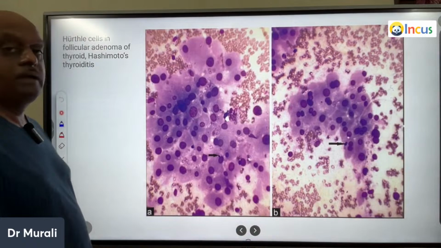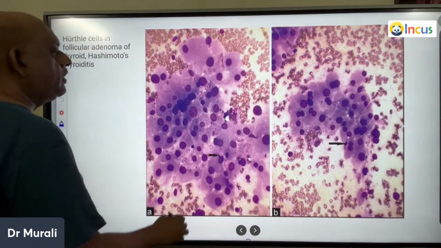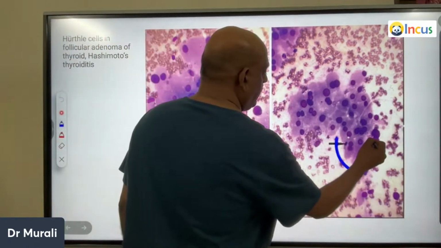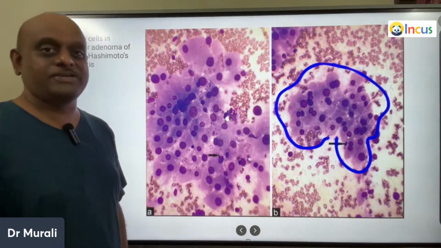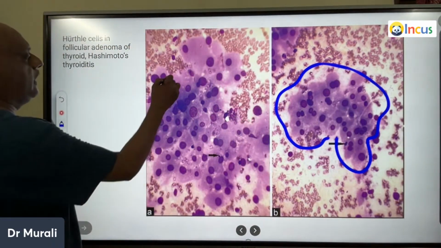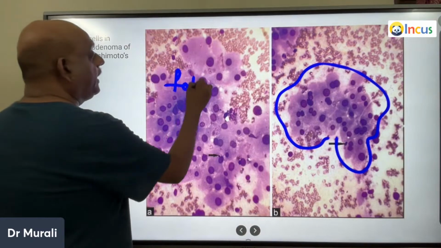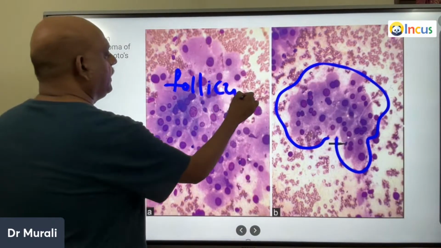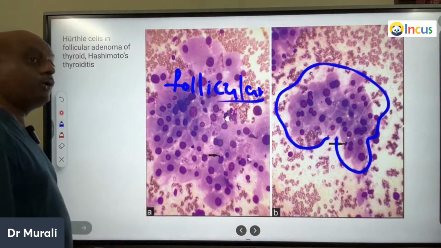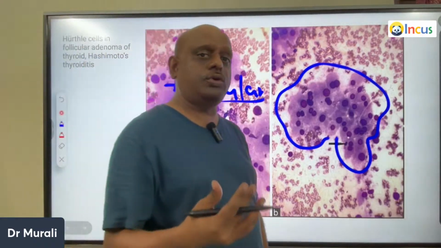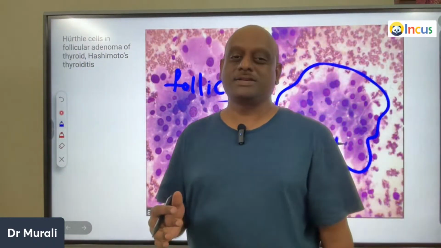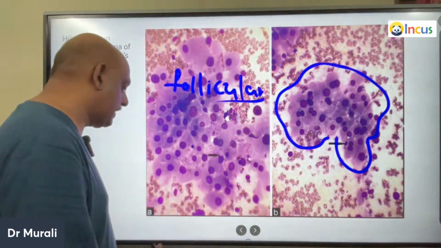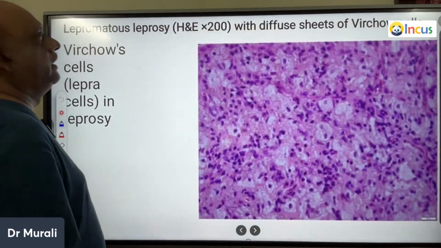Now, you're able to see these cells which are called as Hurthle cells. What are they called? Hurthle cells. Hurthle cells are found in follicular adenoma, and also in Hashimoto thyroiditis also you find Hurthle cells, which is the histological hallmark.